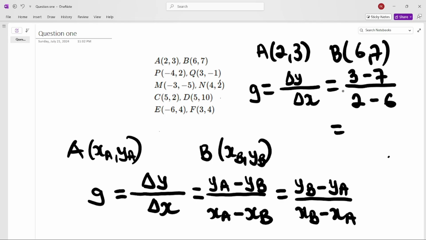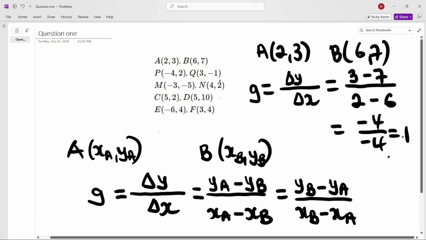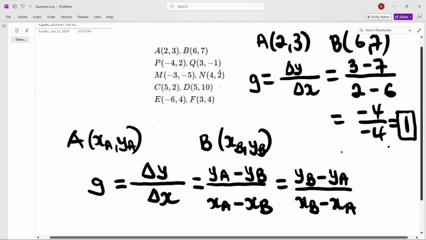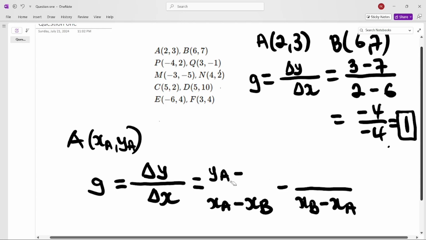And that will give me the top is negative 4 over negative 4. That will give me 1. So the answer is 1. That's the gradient of that particular line. Let me go the other way again, with the same point.